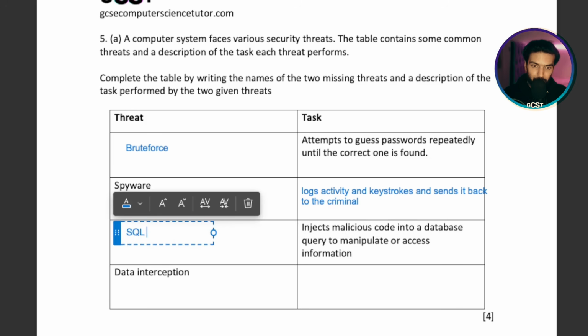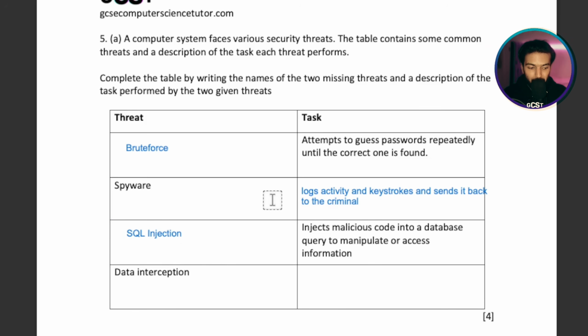That is SQL injection. What that is, it's when you have an input field, you would write some SQL and it would go into the database and change or delete things, which is bad. That's where input validation and sanitation come into play.